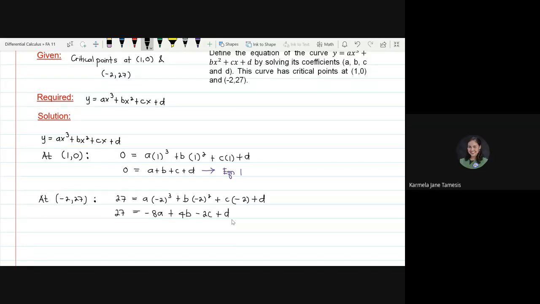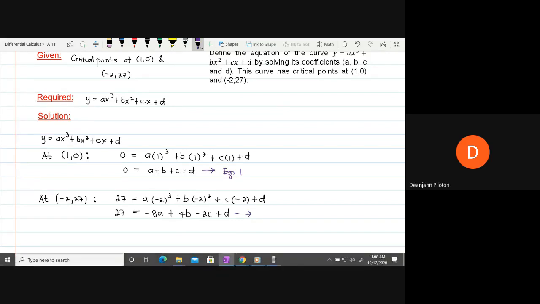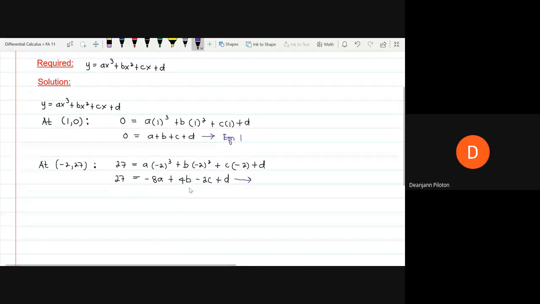Yes, sir. Okay, so I will correct in your post solution later on. What I put here is negative 2b, but in the continuation I applied 4b. So I will correct it. I think there is a line here where I wrote it wrong.